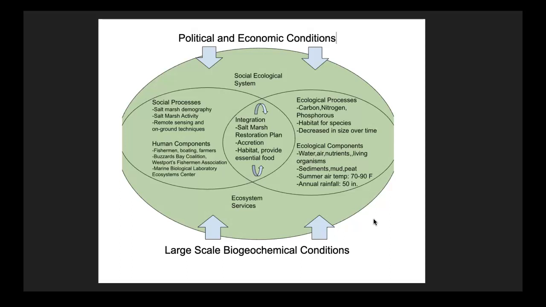The human components, these are the associations that have been helping to recreate and make the salt marshes grow back, and the restoration process of the salt marshes. This is the fishermen, the boatmen, the farmers, the Buzzards Bay Coalition, and the Westport Fishermen's Association. The Marine Biological Laboratory Ecosystem Center is also a center located near us that plays a vital factor in the research and development of the salt marshes over time.